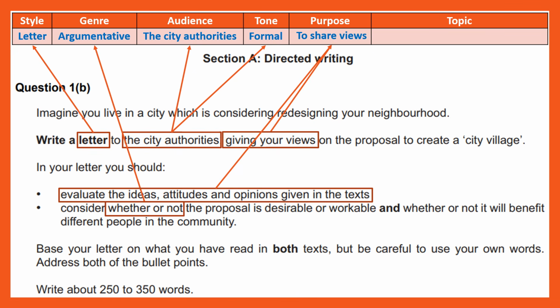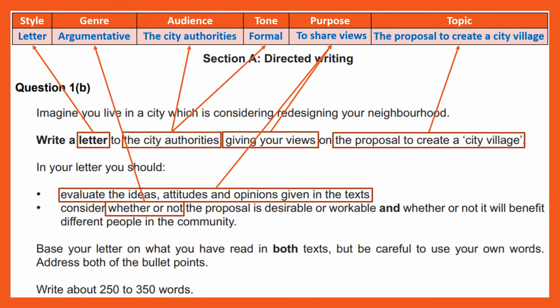Why are you writing? The purpose is to evaluate the ideas, opinions, and attitudes presented in the text and to share your own views or make a judgment. Evaluating means commenting on the ideas, explaining whether they are convincing, and linking them to your overall judgment. What is the topic of discussion? The proposal to create a city village.